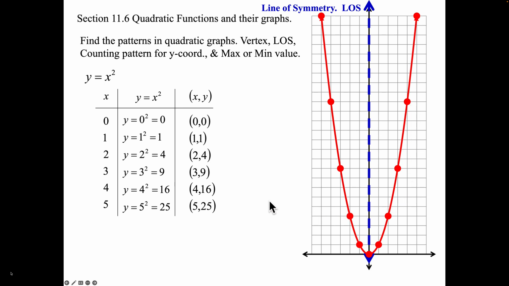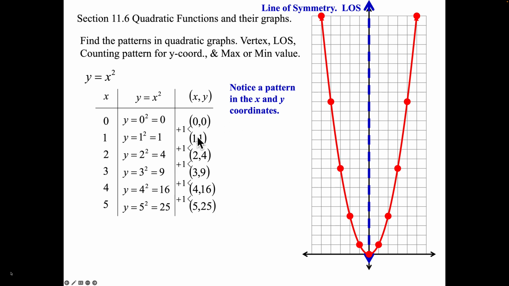Now, to look for the pattern in your x and y's, we're going to look at these coordinates of just the right-hand side. Starting with the vertex 0, 0. I go to 1, 1. 1 goes to 2, 2 goes to 3, 3 to 4, 4 to 5. All my x coordinates are increasing by 1. That's important. This only works if your x coordinates increase by 1.